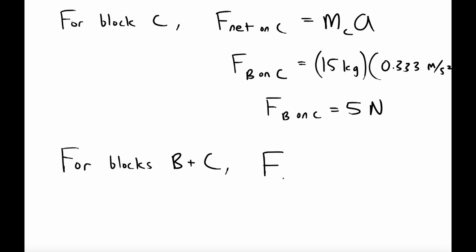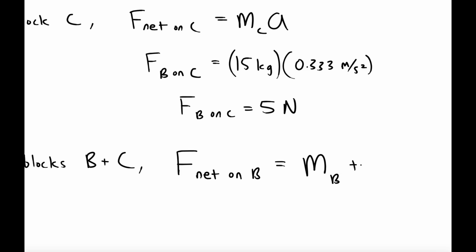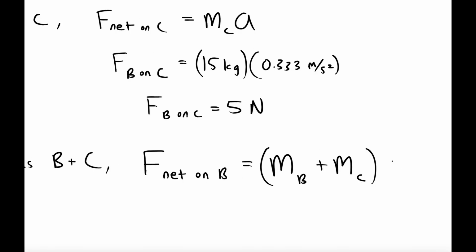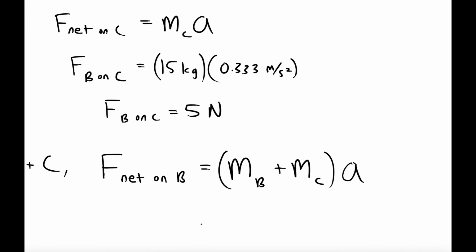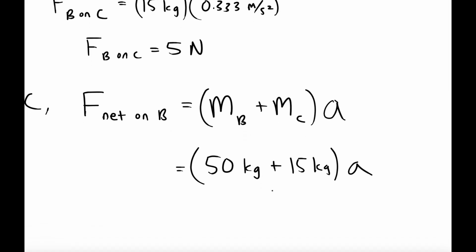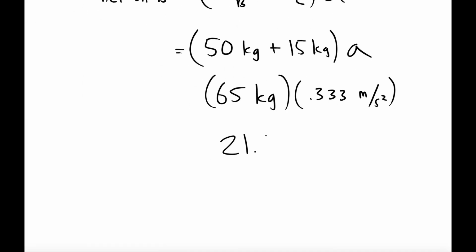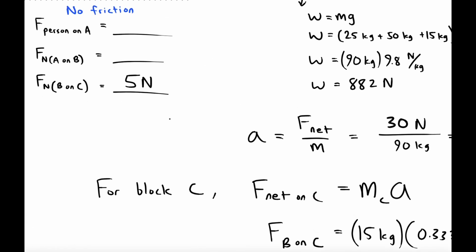We have to do the F net on B equal to the mass of B plus the mass of C times the acceleration. So you gotta add their masses together to figure out how much A has to push, 65 kilograms, and then use that acceleration you found before. It's 21.6 newtons. And that'll be the answer to this one.